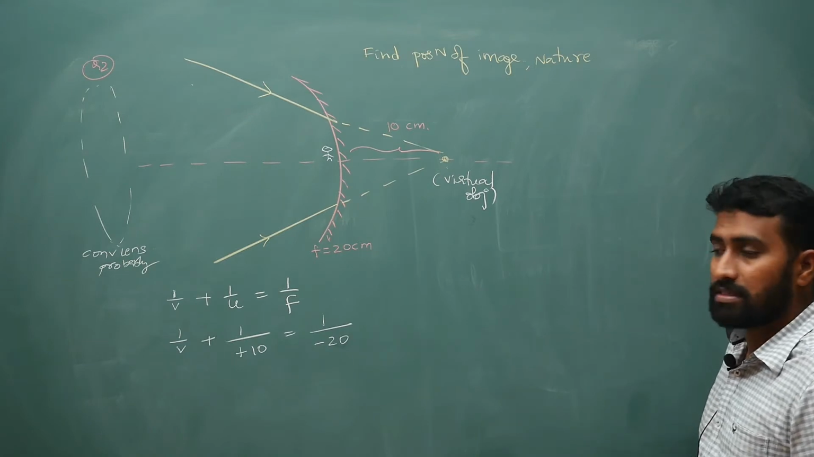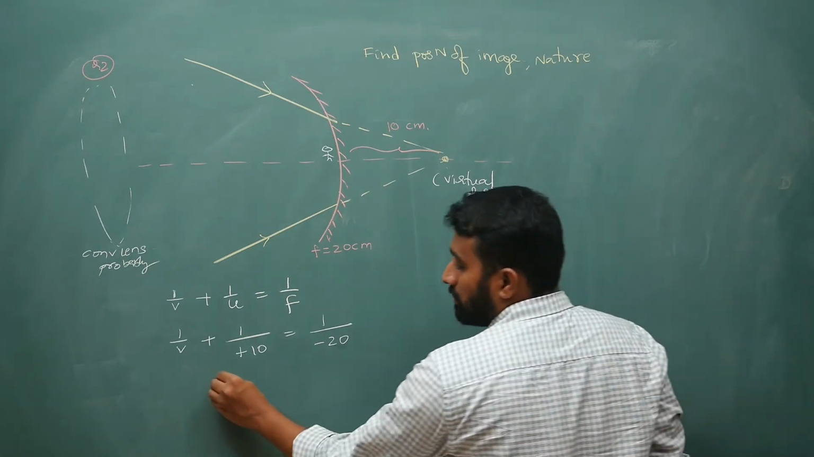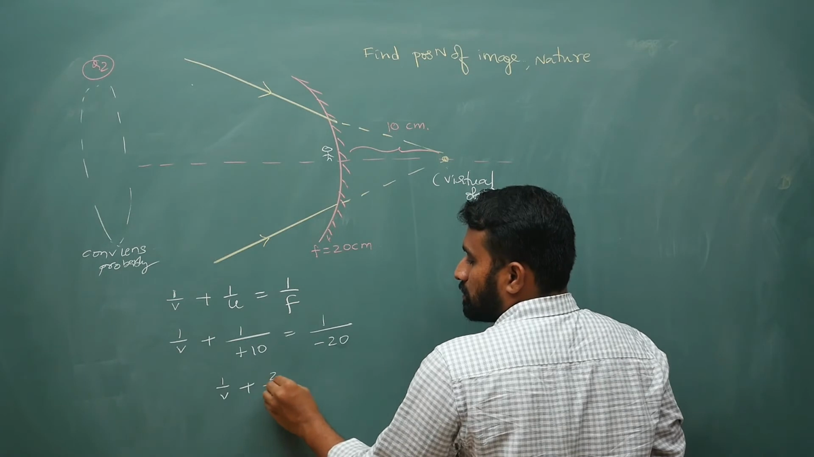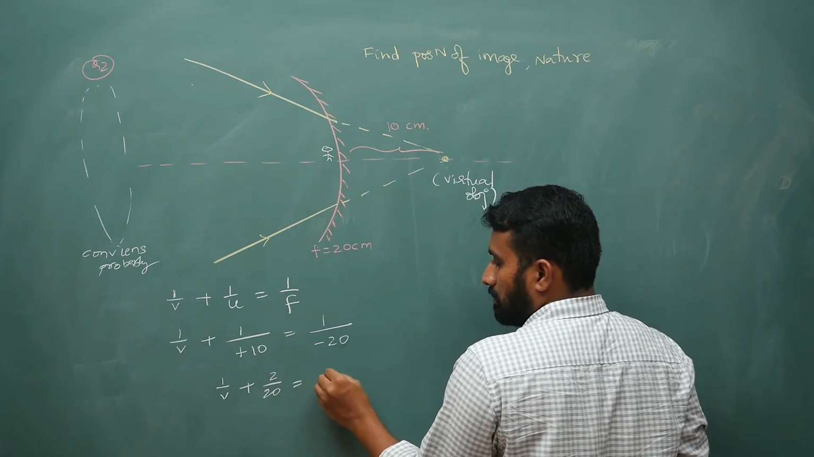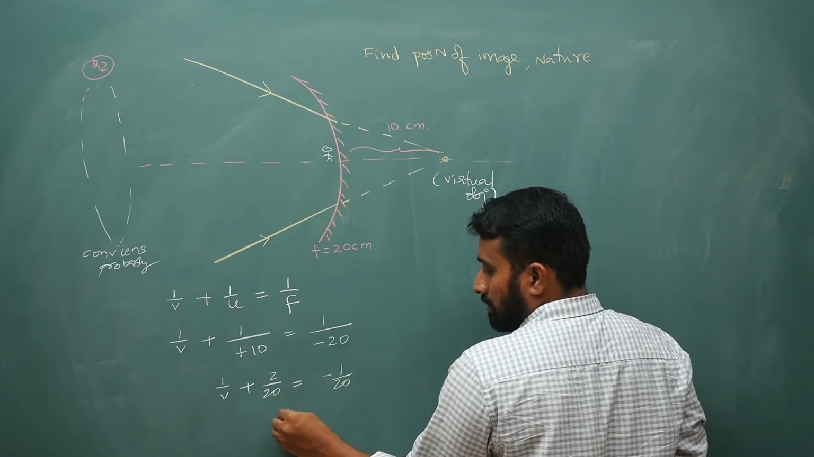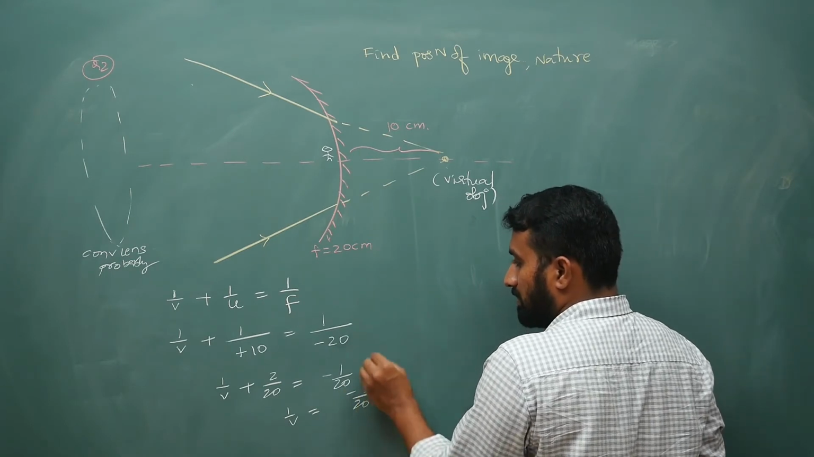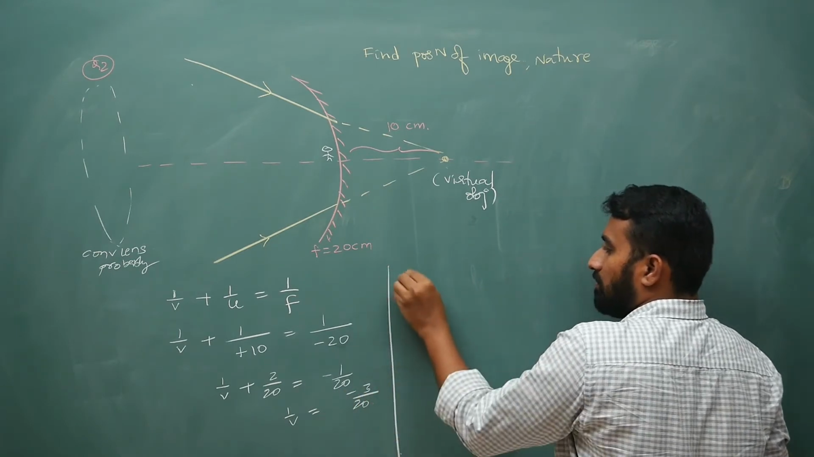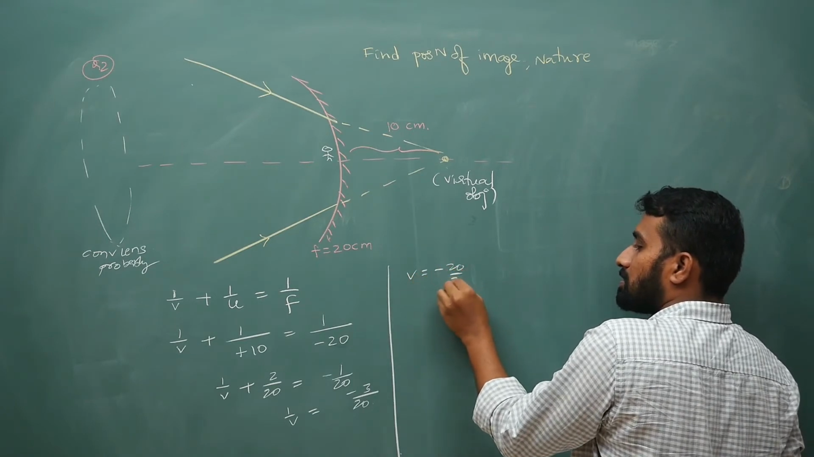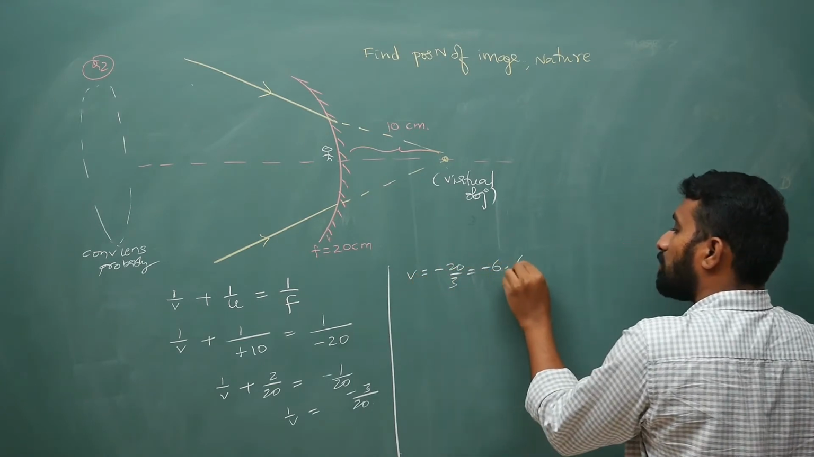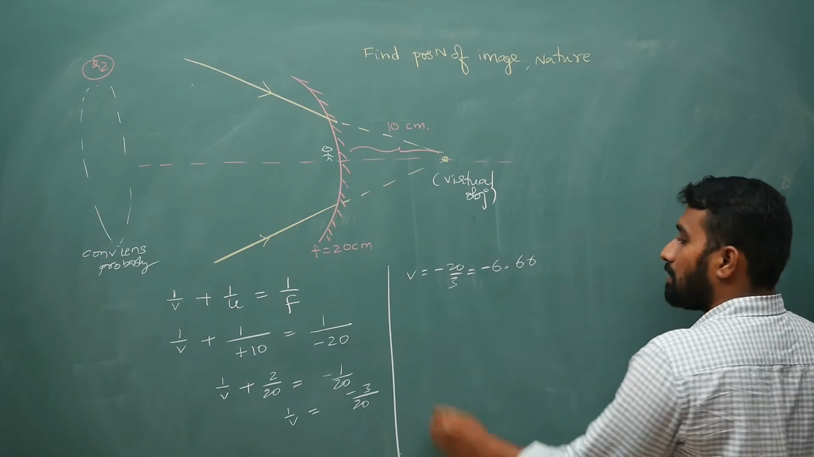Okay. So, against incident ray. Now, that will give you 1 by V plus 2 by 20 is equal to minus 1 by 20. 1 by V is equal to minus 1, minus 2, minus 3 by 20. So, V we are getting as minus 20 by 3, that is minus 6.66 something, whatever it is.